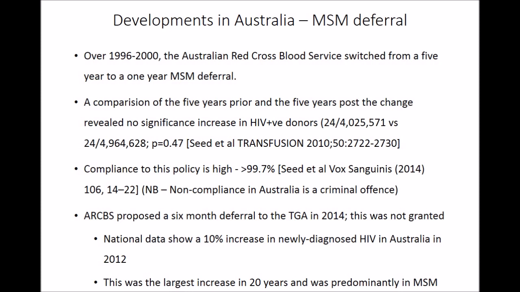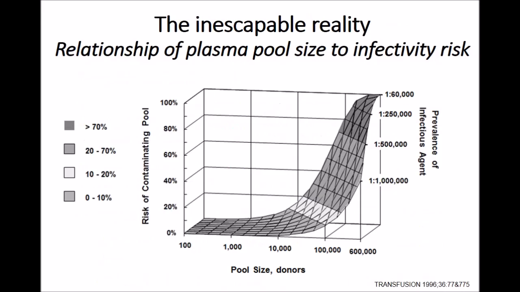Some years ago, I wasn't there, the Red Cross, on the basis of a massive exercise, which was funded by them, that means it was funded by the taxpayer, produced an epidemiological report, which was used as the basis for asking the TGA to allow them to change the policy again to a 6-month deferral. The TGA did its own analysis, thankfully. They noted that the national data show a 10% increase in newly diagnosed HIV in Australia. This was the largest increase in 20 years. Sorry, but no.